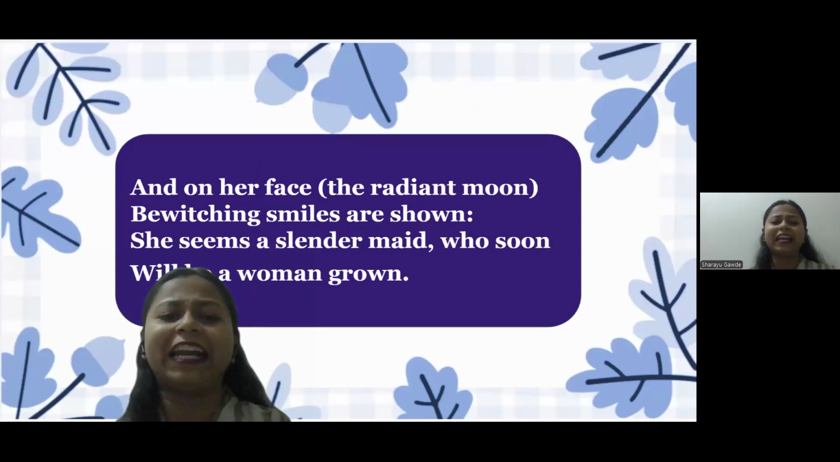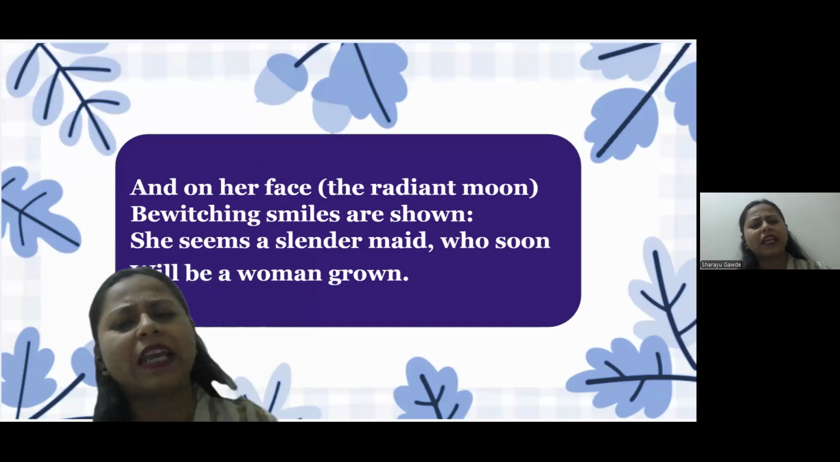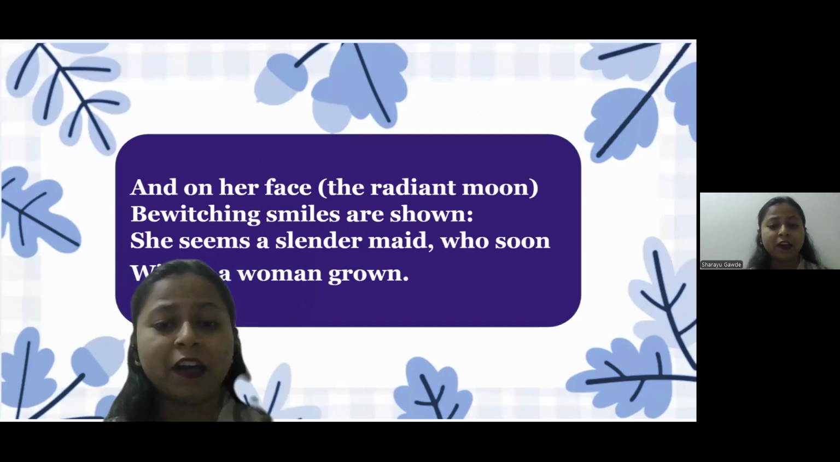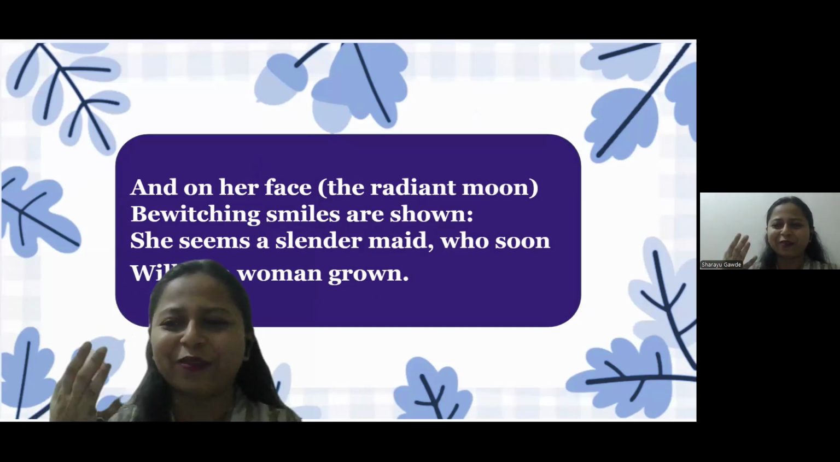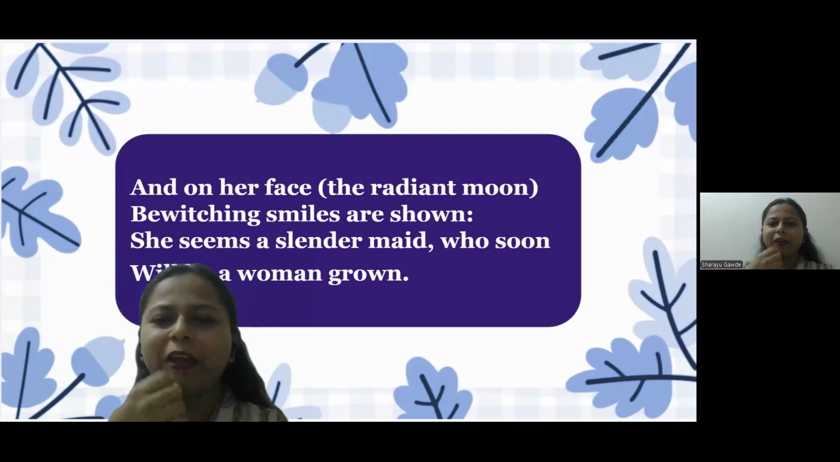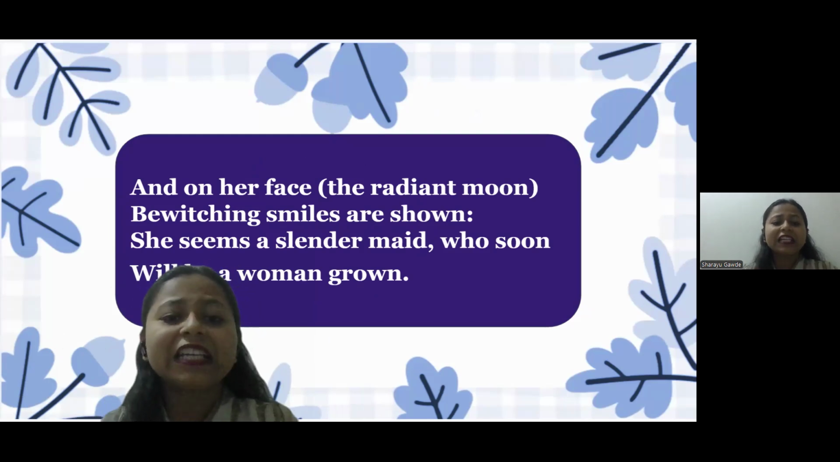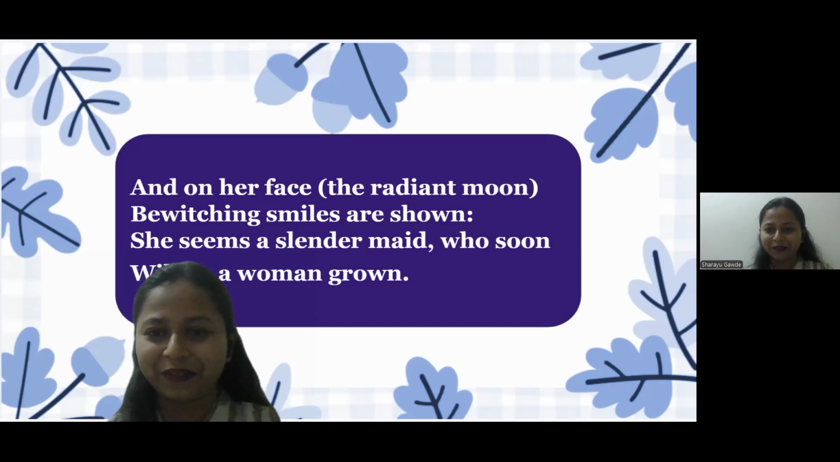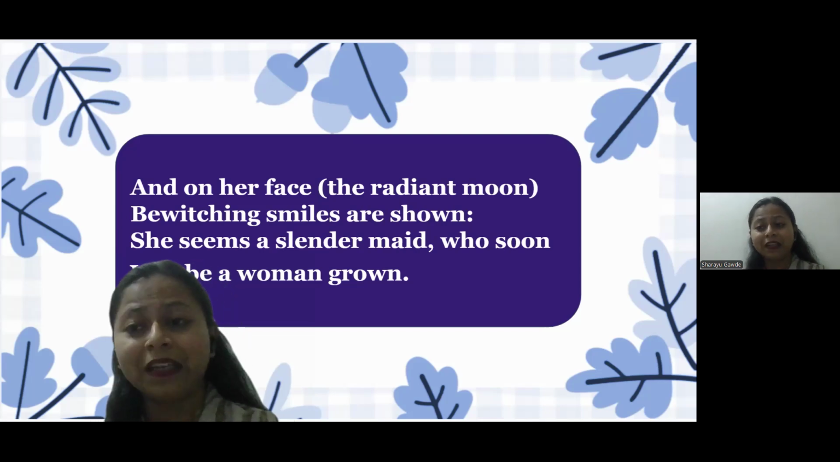And on her face, the radiant moon, bewitching smiles are shown. She seems a slender maid who soon will be a woman grown. And on her face is also shining and glowing like the moon. Bewitching means enchanting smiles are shown. She seems a slender maid, so she looks like a young girl who will soon be a woman grown.